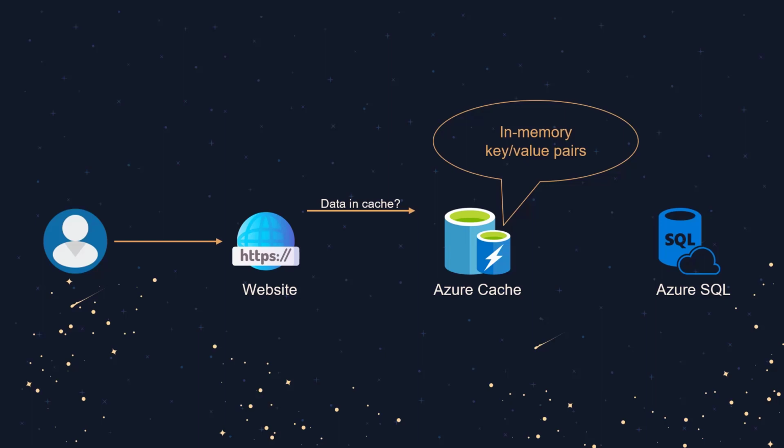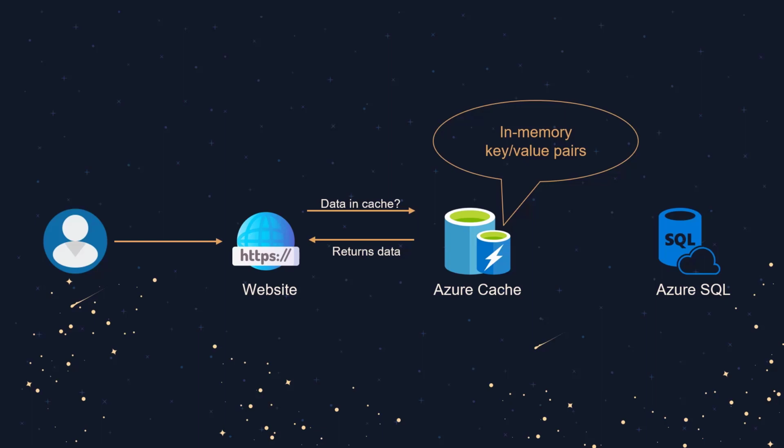Since we added that last time, Azure Cache will say yes, I have that data, and it will return that data. So you can see this way we are saving the database call, which will save us time and resources and ultimately improve the application's performance.